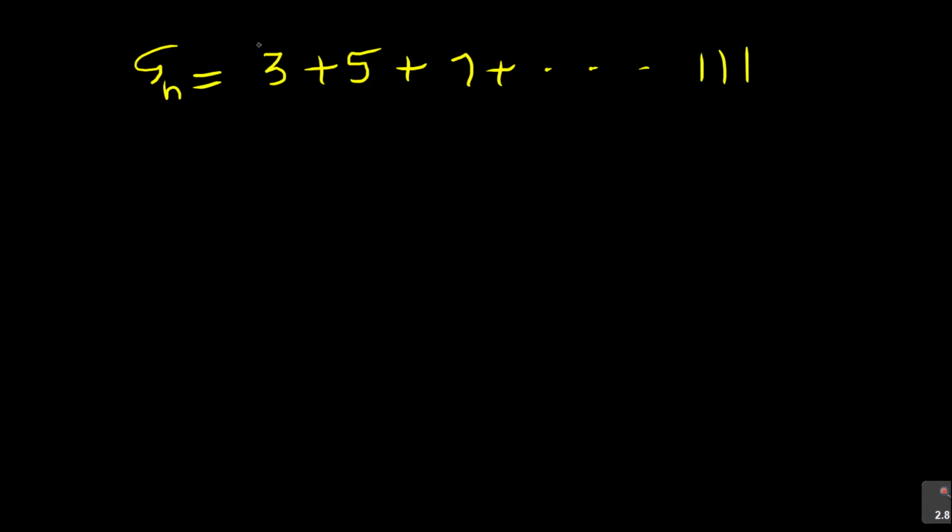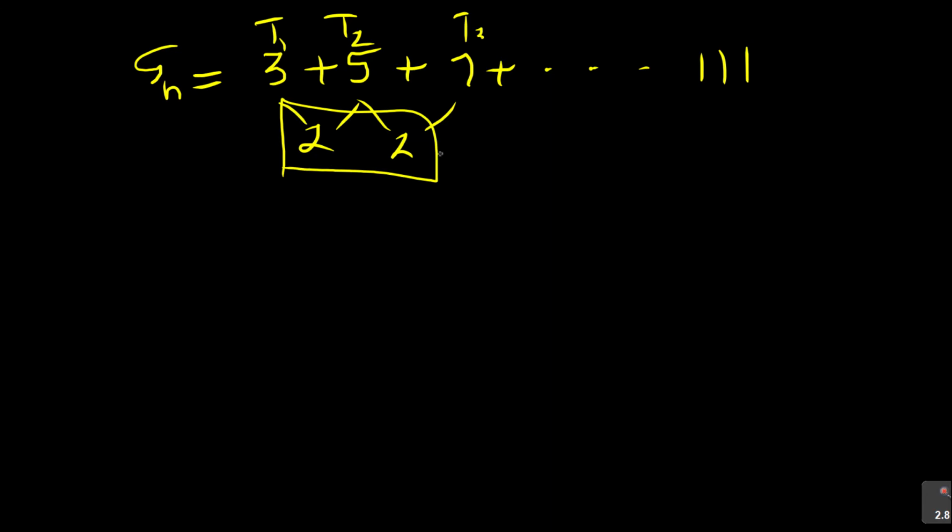Now first things first, remember this is your T1, T2, T3. It's good to always find the common difference. 5 minus 3, it's 2. Check the next one. 7 minus 5, it's 2. If this is consistent, you know that this becomes your d. So here our d is equal to 2, and our a, first term T1, is equal to 3.